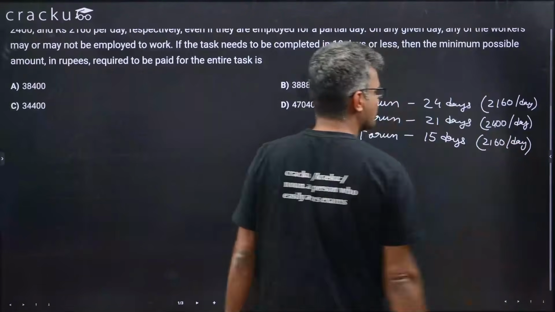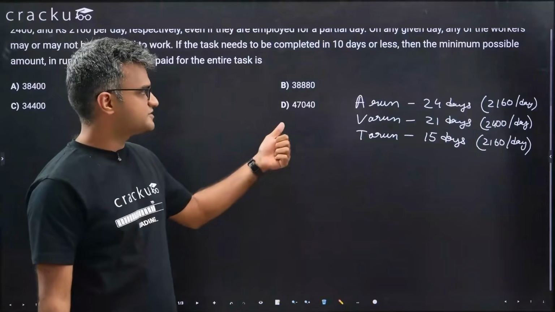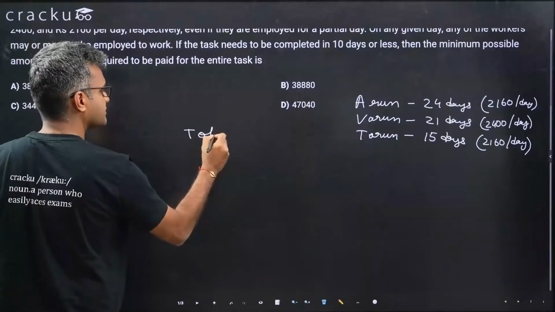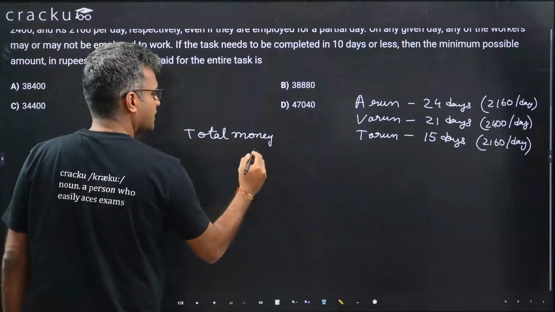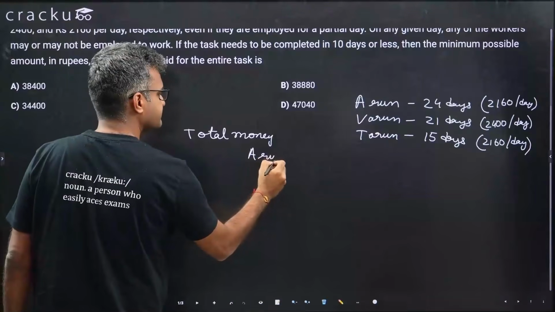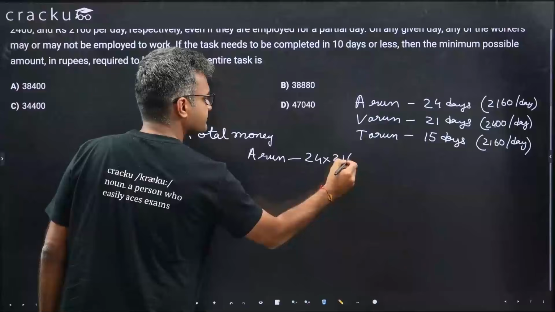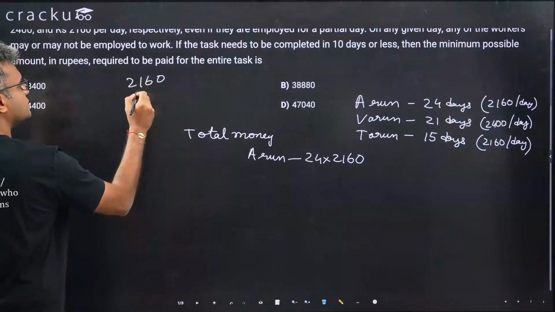So what is the total amount charged by Arun? He charges 2160 per day and he finishes the job in 24 days. So the total money charged by Arun is 24 into 2160. What is 24 into 2160? We can calculate it. 2160 into 24.